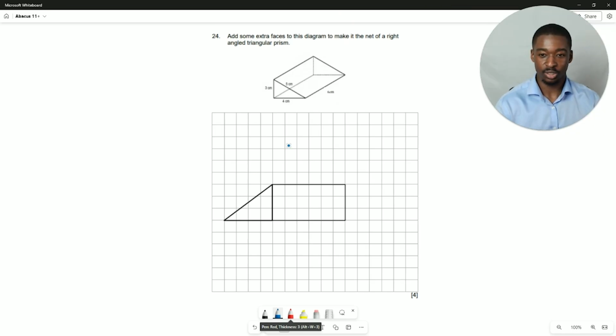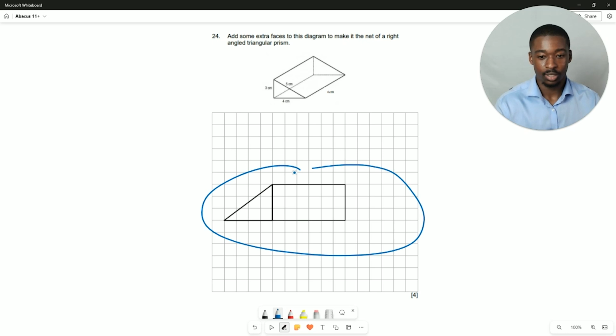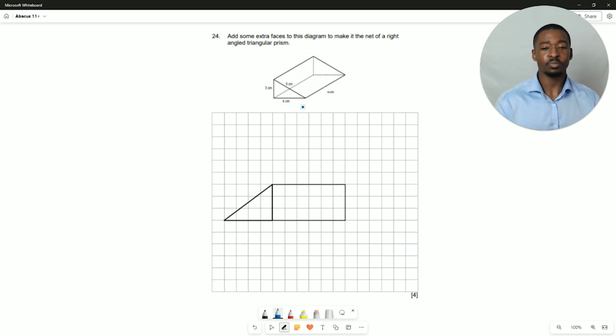Okay, so here for this question, we see we have to add some extra faces to this diagram in order to make it a net of this right-angled triangular prism that we see up here. So first of all, let's take a look at what we have already in this diagram. We can see we have this triangle here, and then we have this rectangle over here. And if we look very closely, we should be able to tell that this triangle and this rectangle represent this face and this face around the back of this triangular prism.